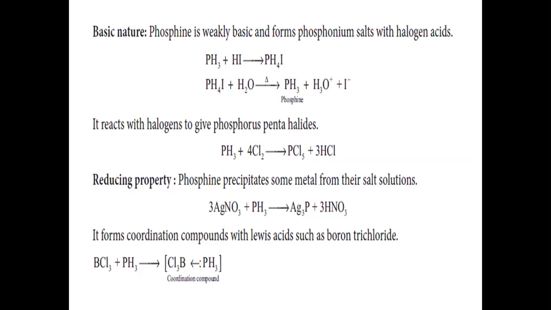It forms coordination compounds with Lewis acids such as boron trichloride. Here boron is the electron deficient compound. The phosphorus has a lone pair of electrons, so the phosphorus gives its electrons to the boron. This is what the arrow mark shows here. It gives these 2 electrons to the boron, and both of these form the coordination compound.